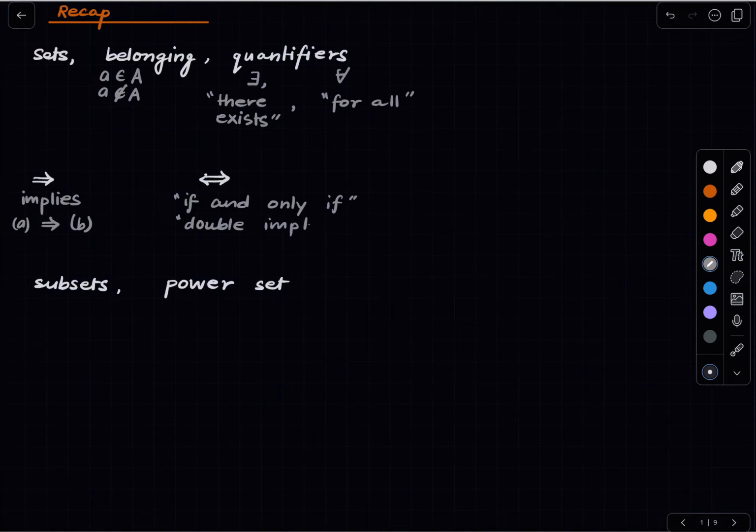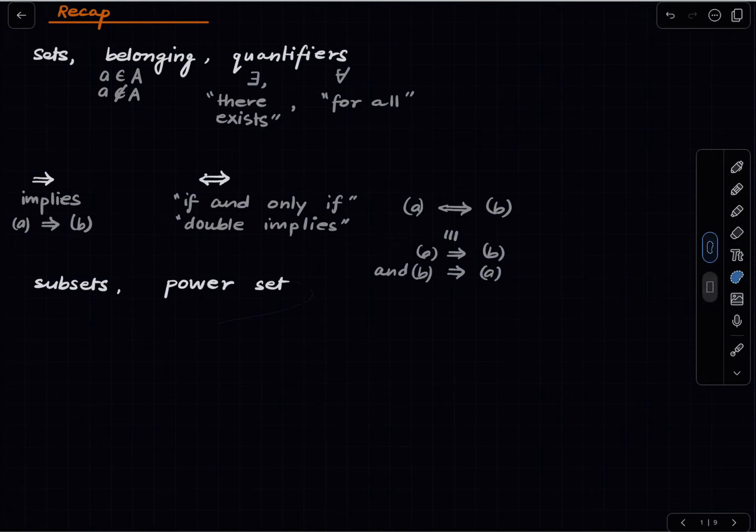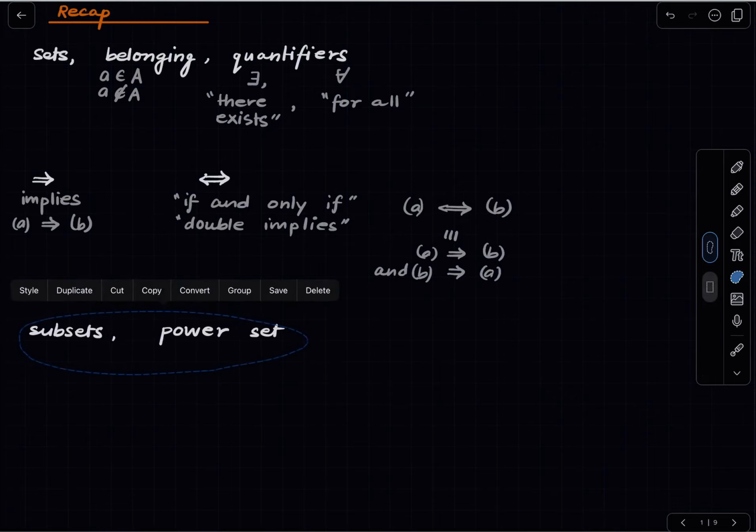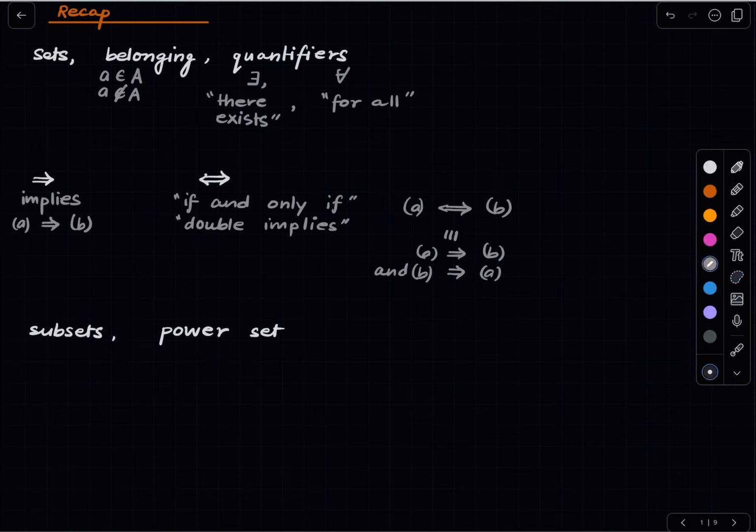But what is the meaning? The meaning is the implication goes both ways. So if we write something like statement A double implies statement B, this is just the same as saying that A implies B and B implies A. Right? So that's that.